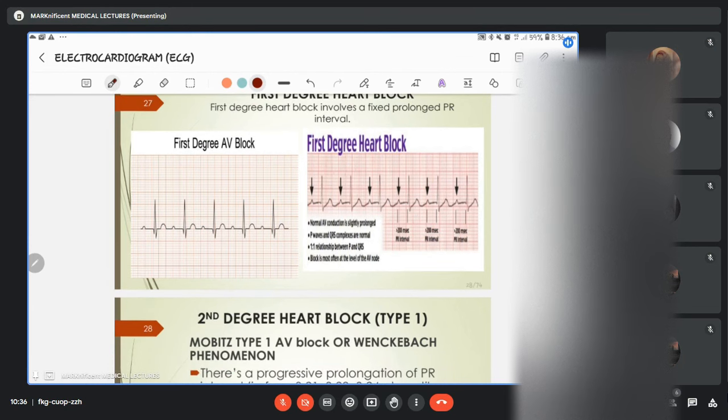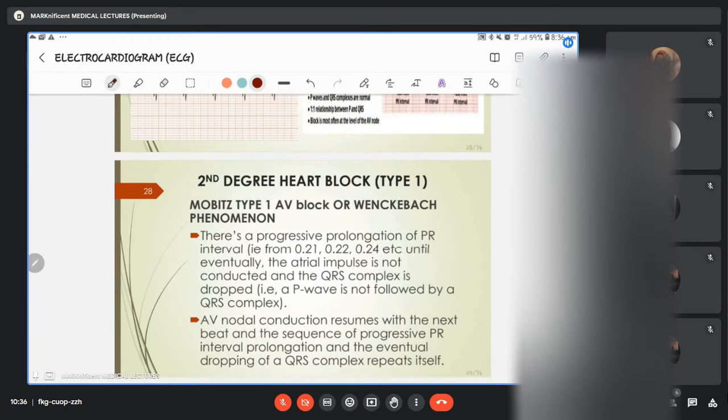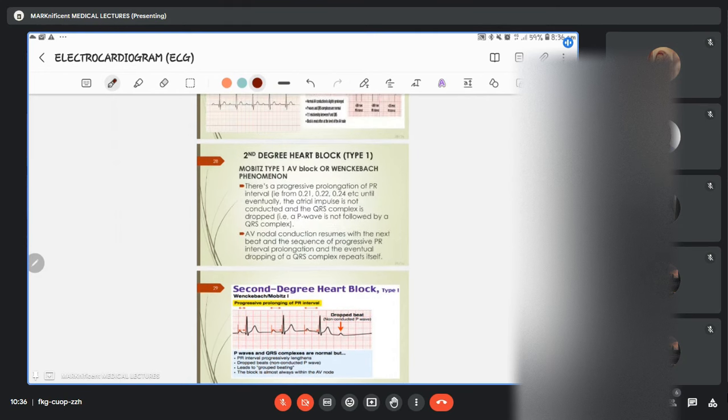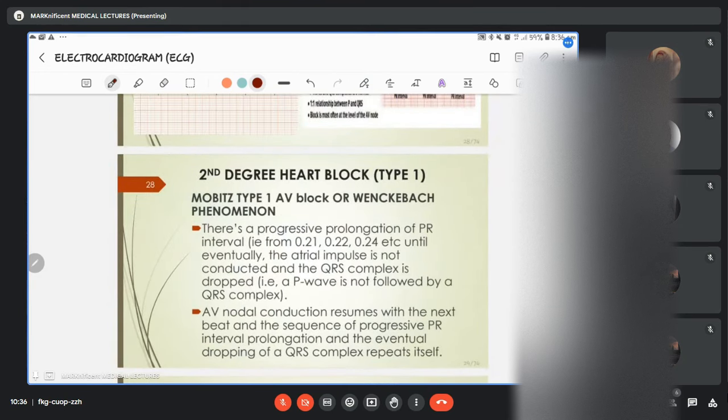Now, we're done with first degree. For the second degree, we have type 1 and type 2. Type 1 is Mobitz type 1, and it's actually Mobitz type 1 and Mobitz type 2. It's just the name of the person that discovered this. That's Mobitz, but then it is Mobitz or Wenckebach. I don't know if it's his second name or a joint project with another person. We'll see more of Mobitz, the second degree heart block, in our core questions too. However, I just need you to understand from here too.